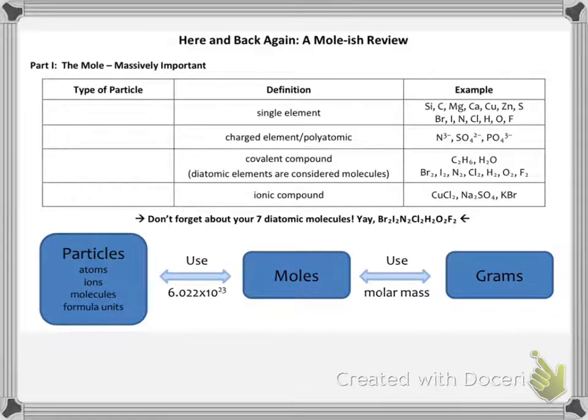First, if you have a single part of a single element, well, that's an atom. However, if you're talking about something with a charge, positive or negative, it's going to be an ion. Units of a covalent compound are considered molecules, whereas ionic compounds are called formula units. An important note I'd like to make here is that diatomic elements, you know, those delicious Brinkelhoff elements, are considered molecules because they are two atoms covalently bonded.